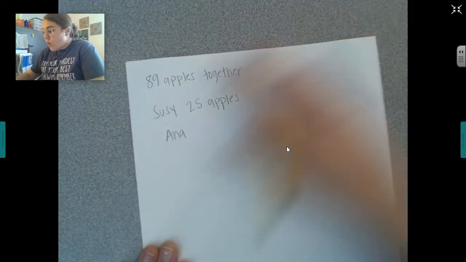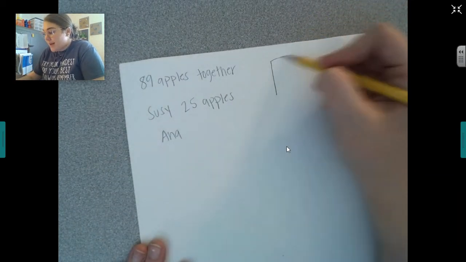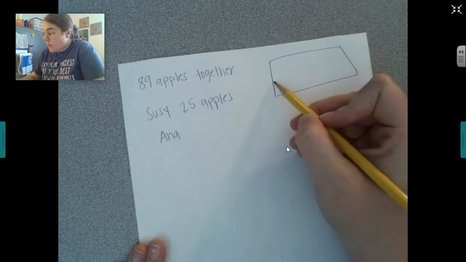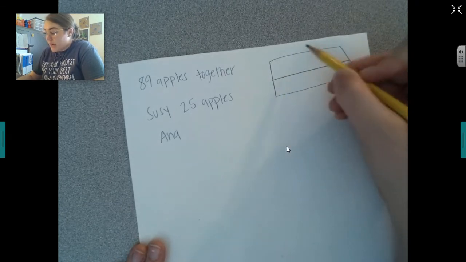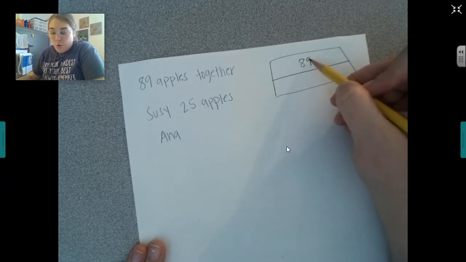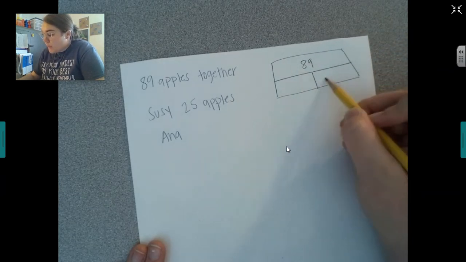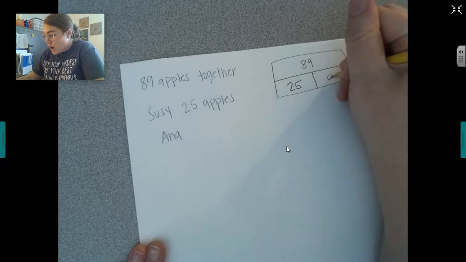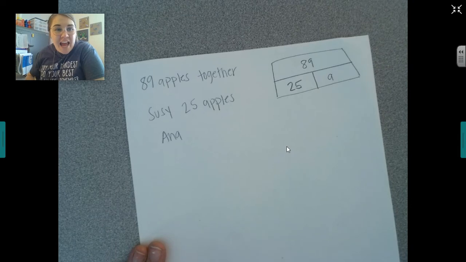So, when we read this, that was my understand, and then we plan out our problem. I'm going to plan out a strip diagram. I have 89 apples all together. That's my whole. And then I have two people. Susie has 25 and Anna has, we don't know. So I'm going to put an A.